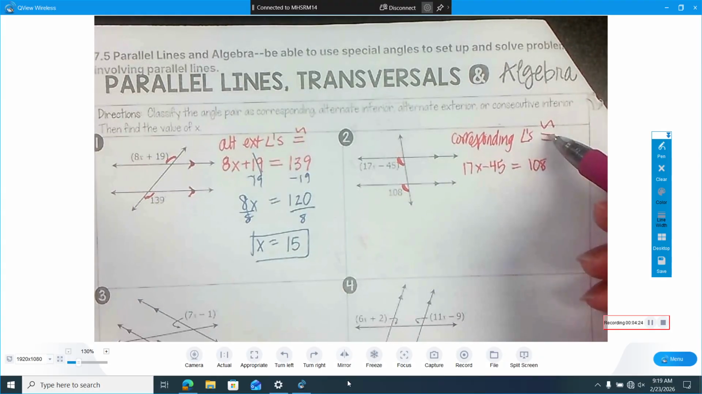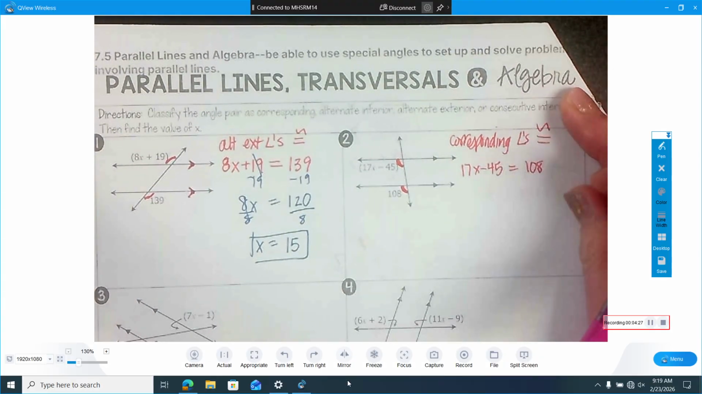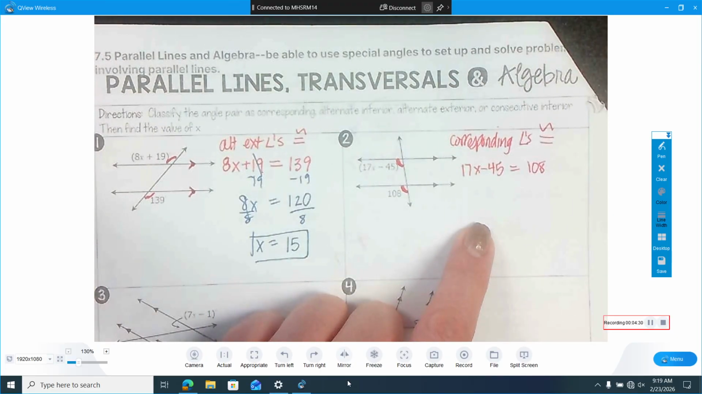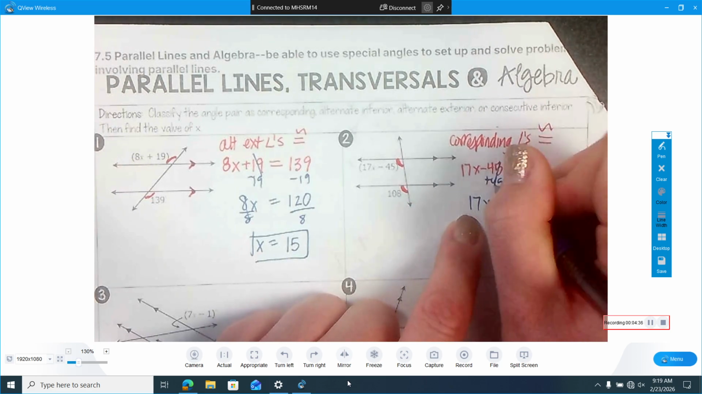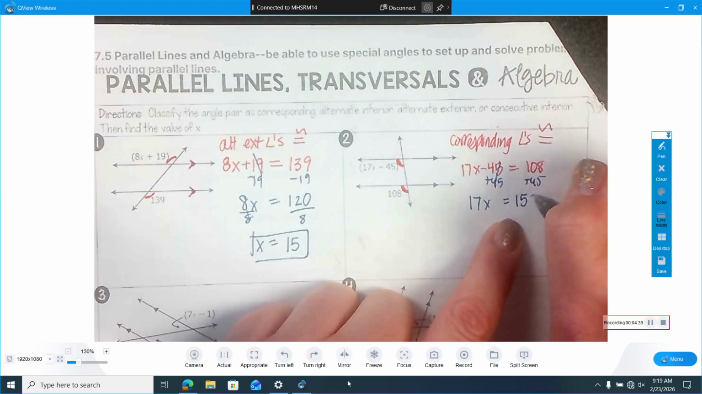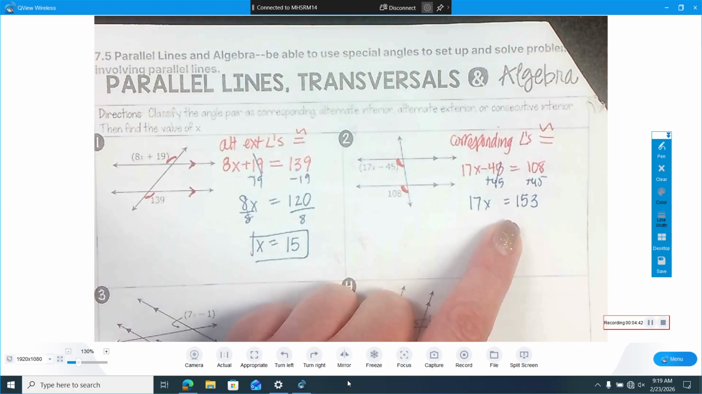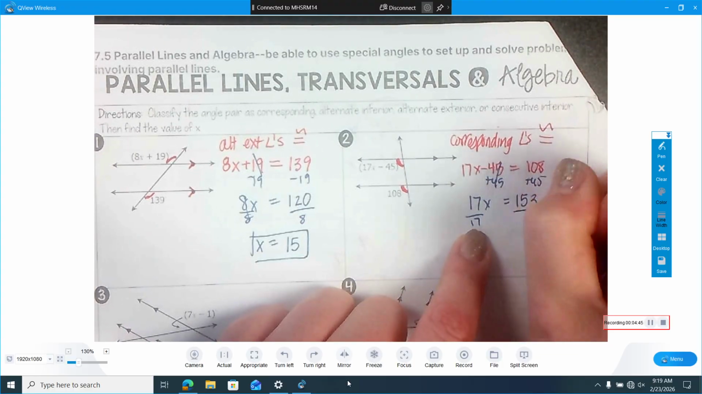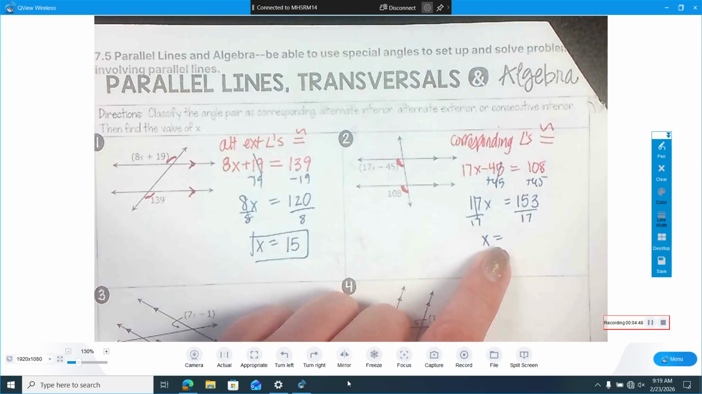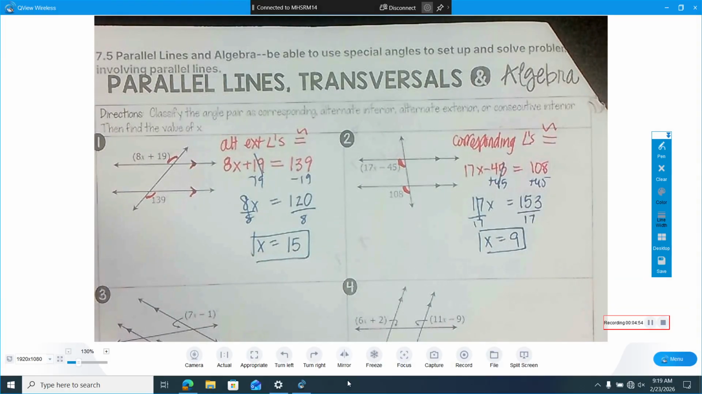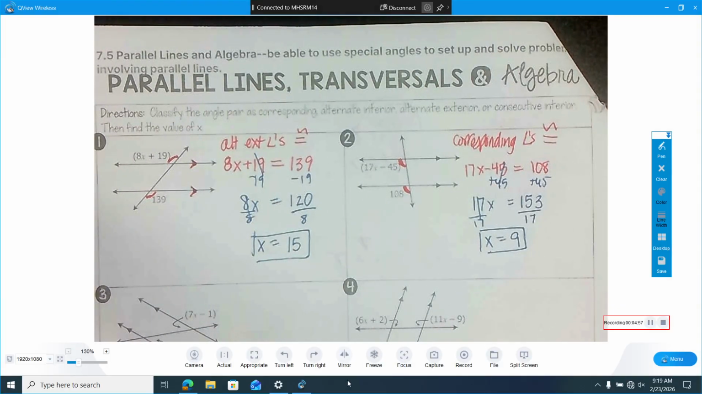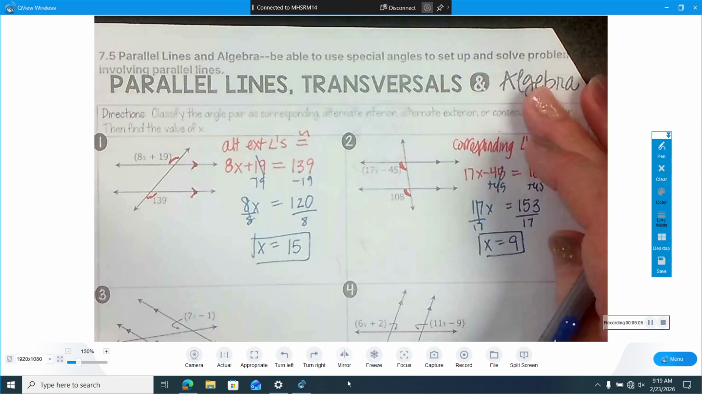Since they're congruent, we just set them equal. All right, how are we going to solve? Add 45. Very good. So 17x equals 153. And then divide by 17. 9. Very good. I love when I see you guys following along on your calculators. I love when you're a step ahead of me. I try to go just a step slower, because it's better for you to be a little bit ahead of me than to be behind me. Okay. All right. Good so far? Yeah? Okay.